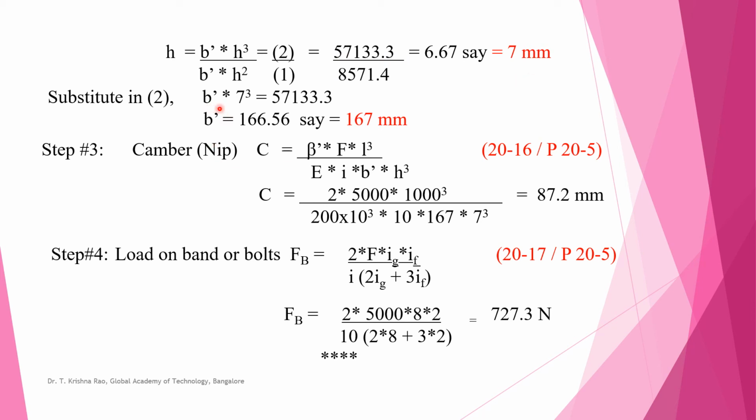Then substitute in the second equation, b dash h cube equal to so much, so b dash equals how much. After that, find the camber. In the camber, beta dash is always 2, and then the load on the band. Like the previous problem, this is common for all of them. So the third problem we'll see.